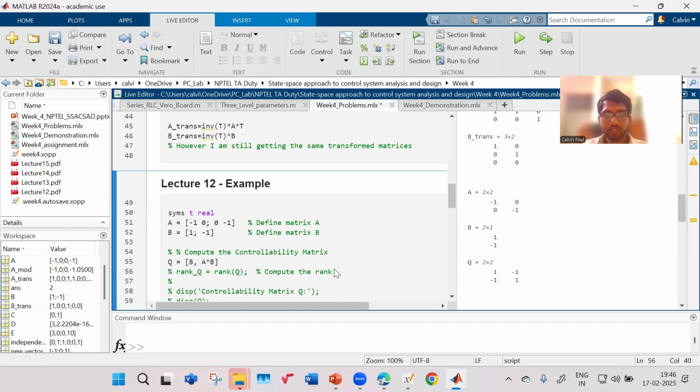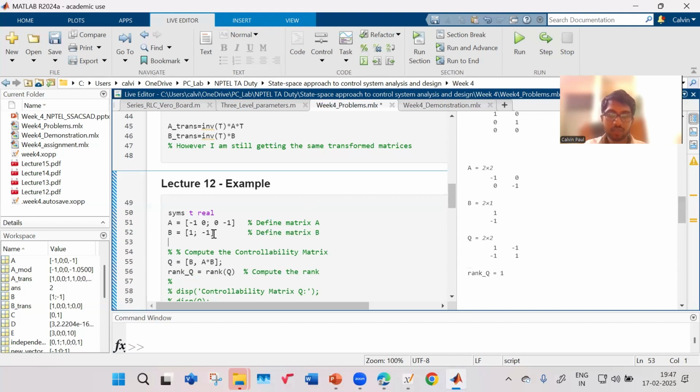So you can find what the rank is. You can also tell MATLAB to do that. It has a method to find the rank, and it will tell you that the rank comes out to be 1. So from this we conclude that this system is uncontrollable. One mode is controllable, one mode is not controllable. Let me add this semicolon. If I put a semicolon, it will not show the output. We have already seen these, so that's why I'm putting a semicolon.